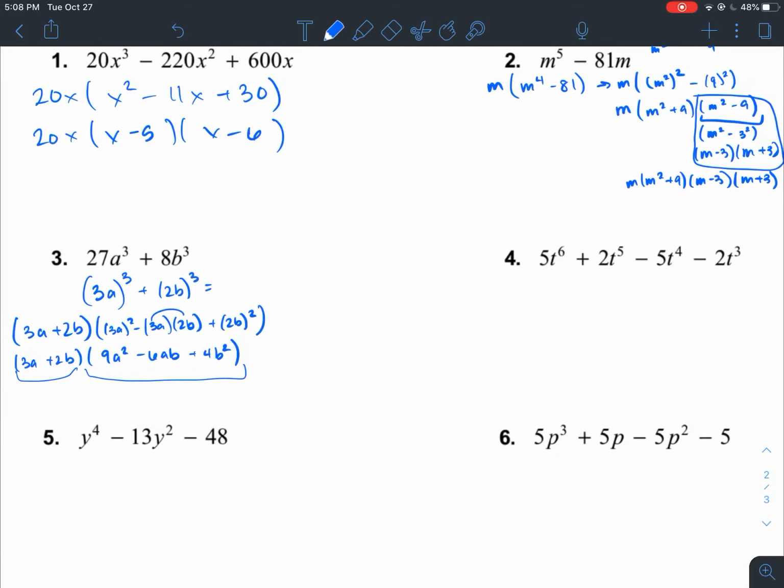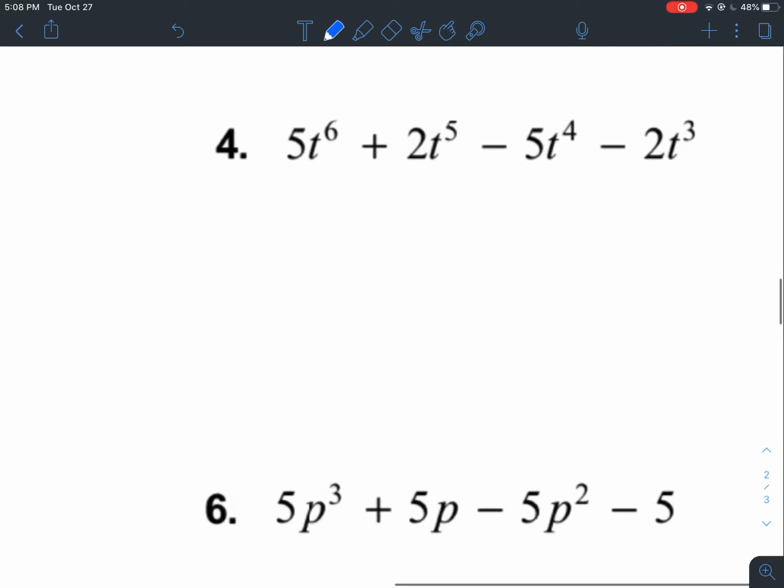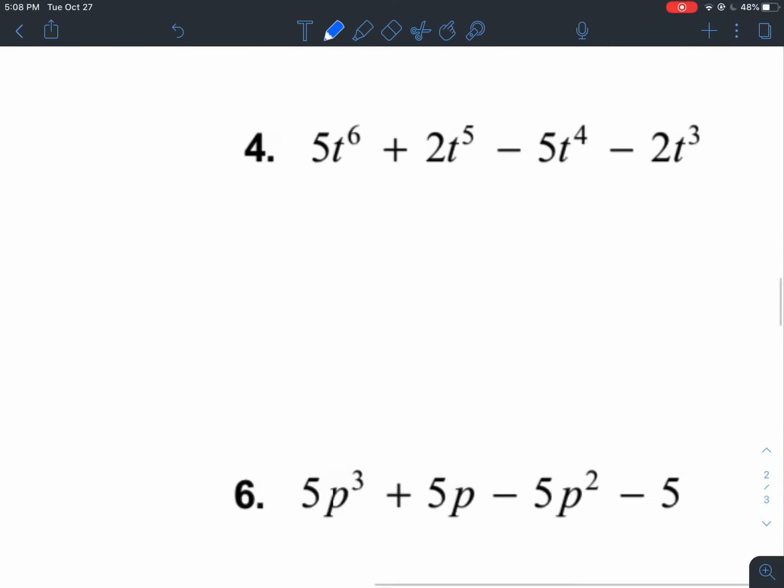Alright, let's try number 4. This one won't require any patterns here, but it will require a technique of factor by grouping. I'm not sure if you remember this from SM2, but factor by grouping means that you look at the polynomial with 4 terms, so 1, 2, 3, 4. This is a polynomial with 4 terms, and you try to factor it by halves.